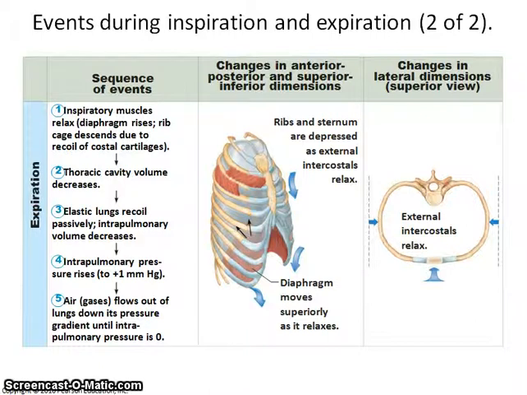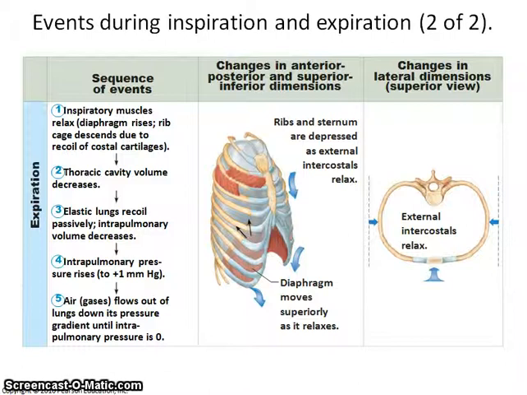Now, if we're breathing out, this is expiration. The inspiratory muscles relax. That means your diaphragm is rising, your rib cage is descending or falling. So think about that. Your rib cage comes down. That means the whole volume is going to decrease, which is opposite of inspiration. The lungs will recoil. The intrapulmonary volume decreases. So the space in your lungs is getting smaller.